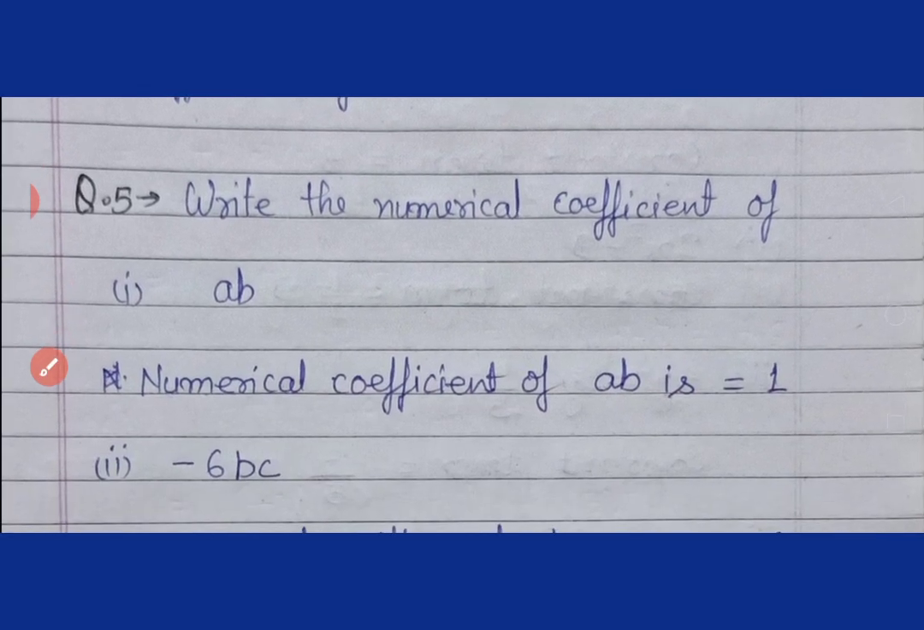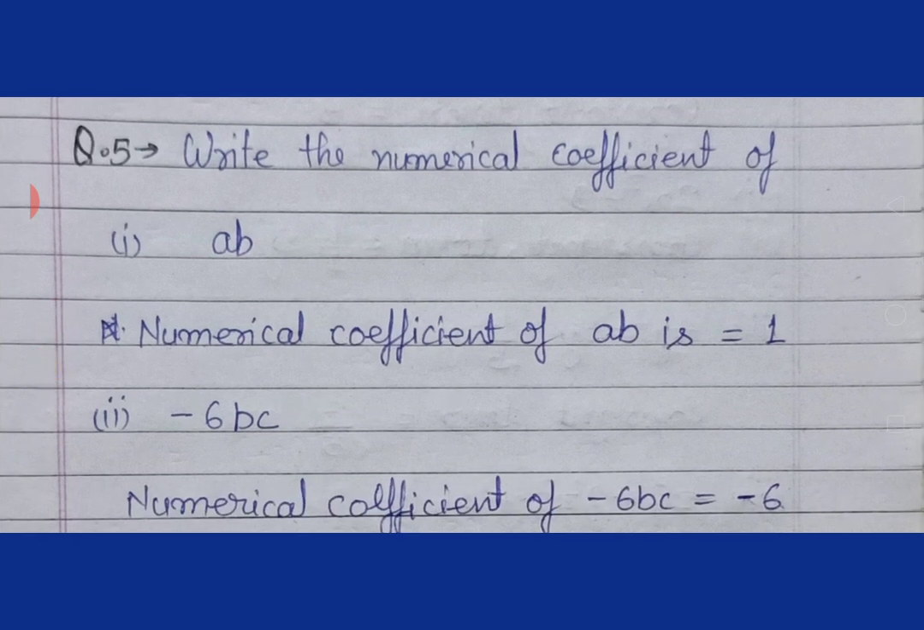Now in the next question it is asking: write the numerical coefficient. It means only the numeral coefficient, not the variables, we have to write. Now what is the coefficient of ab? Is any number multiplying with ab? No. Easily we can say there is no number multiplying with a and b. But I have told you, if no numeral is multiplying with a variable, then a constant 1 is always present with the variable. So its numerical coefficient is 1.